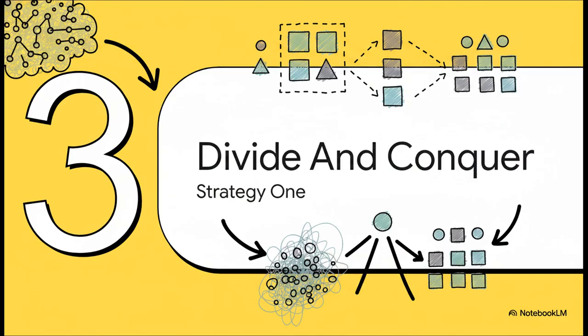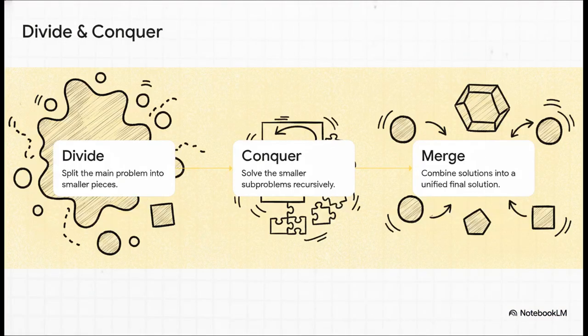Which brings us to Section 3, Strategy 1, divide and conquer. All right, now that we know how to measure efficiency, let's bust out the first major tool in our structural toolkit. Divide and conquer is basically the ultimate organizer for deconstructing massive datasets. It's incredibly reliable because it follows a strict three-phase framework.